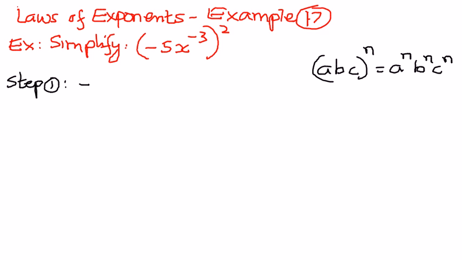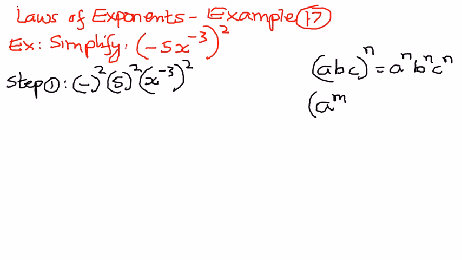So we have the negative sign raised to the power of 2, 5 raised to the power of 2, x to the power of negative 3, and this whole thing is raised to the power of 2. We also know one of the laws of exponents which says that if we have an exponent and we raise it to another exponent, we write the base and multiply the power terms: a to the power of m times n, and we are going to use that here as well.